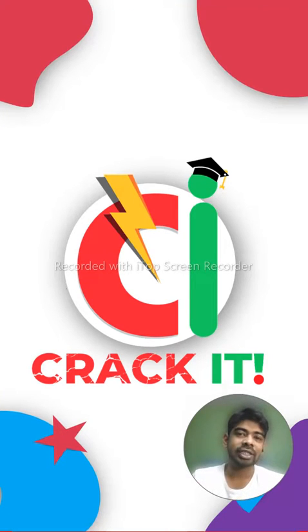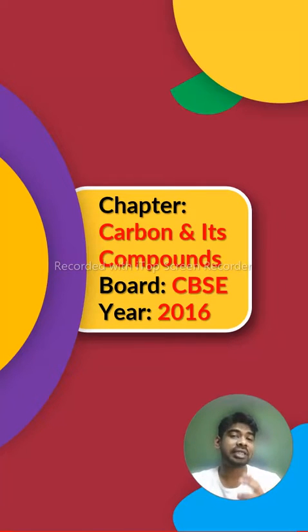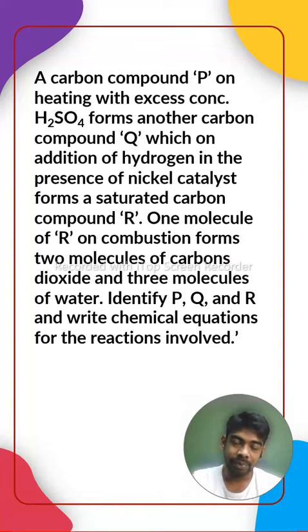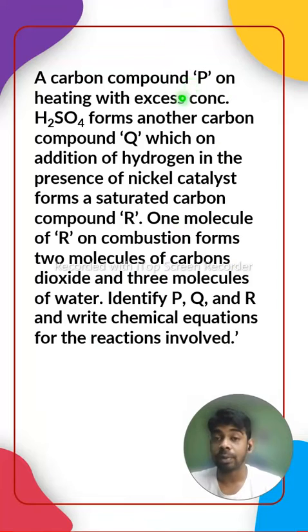So let's quickly understand one of the questions which came in CBSE 2016 from the Carbon and its Compounds chapter. So here the question is a chain question. It is basically asking that you have a compound P which on excess of H2SO4 is giving another compound Q, which on addition of hydrogen is giving a saturated hydrocarbon. Saturated hydrocarbon would mean that it is talking about an alkane.